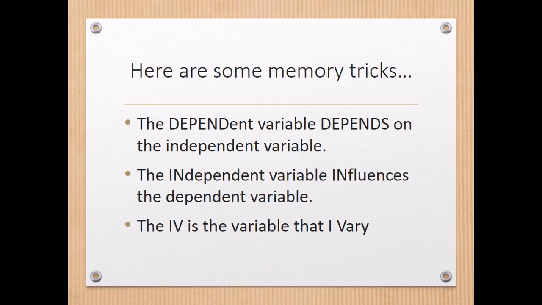Here are some memory tricks for you. The dependent variable depends on the independent variable. You can use the letters IN in independent to remind you that the independent variable influences the dependent variable. And finally, the independent variable is the variable that I vary. The IV is the variable that I vary as a researcher.